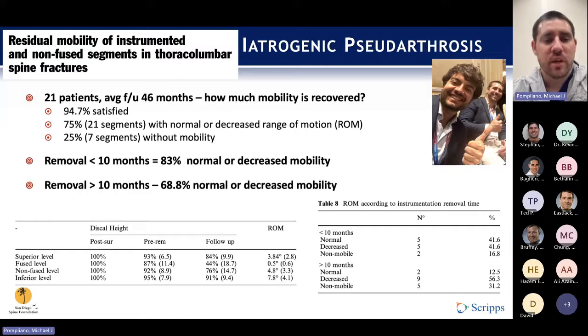They also look at disc height and range of motion, which you can see below. And then they did have non-mobile segments, obviously, in about 16% less than 10 months and then 30% greater than 10 months. So these will fuse eventually if you leave it in long enough.